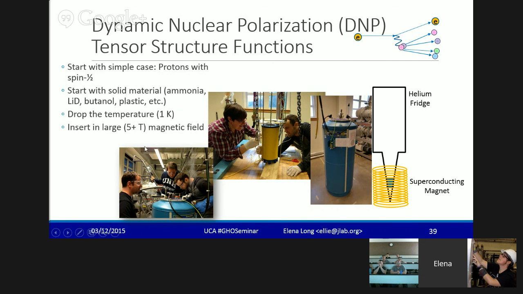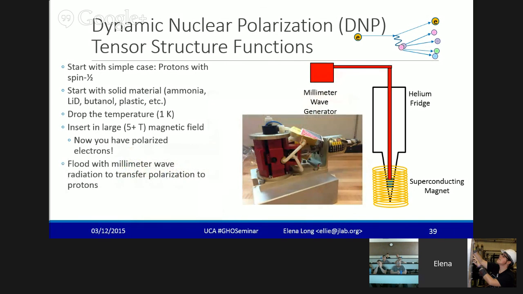And you can see us, this is my PI and our 2 grad students working on cooling down our magnet and testing it. You get it cold enough and you get a superconducting magnet around it. You have polarized electrons, which is great, but we want polarized protons. So to transfer the polarization, we include a millimeter wave generator.